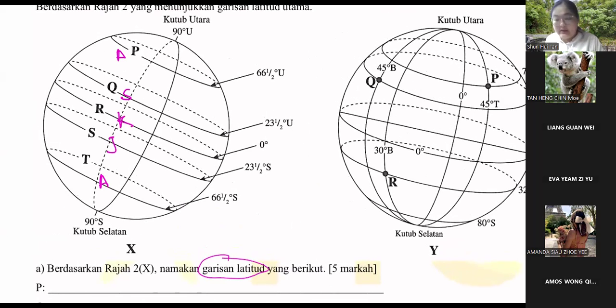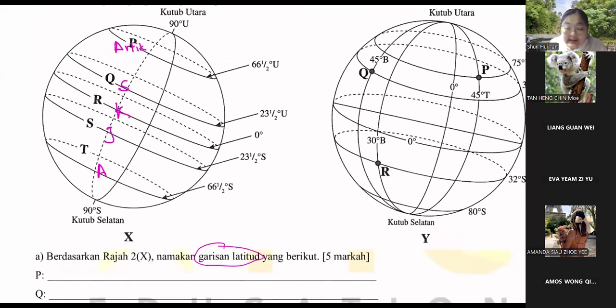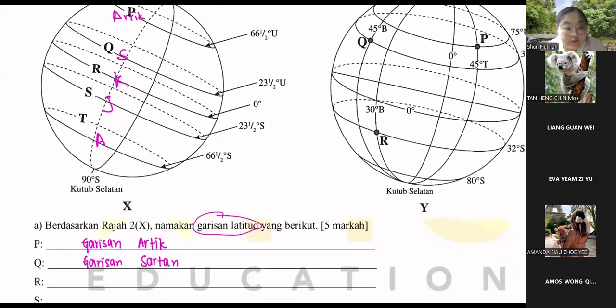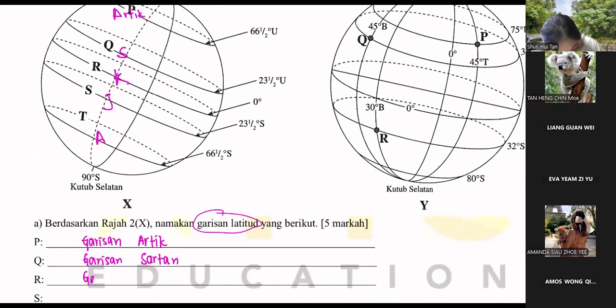Now, the first A is what? Arctic. But in the exam, don't just write Arctic, write Garisan Arctic. Write in full, yeah? Garisan Arctic. All right? S stands for Garisan Satan. They are always in this sequence, right? And then followed by Garisan Katulistiwa.